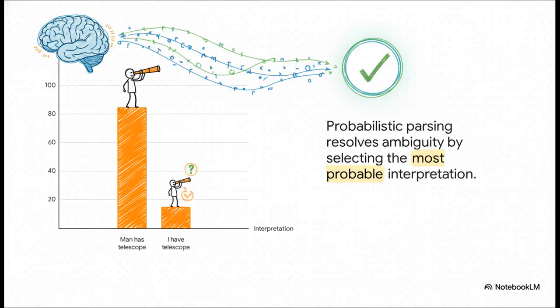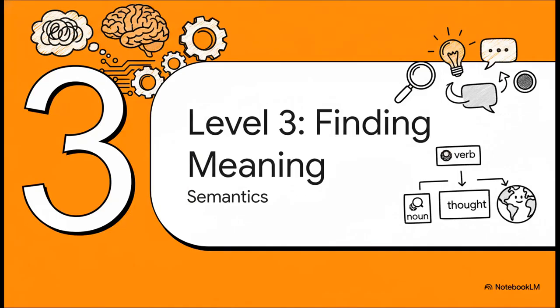It plays the odds. By analyzing billions of sentences from books and the internet, the AI learns which sentence structures are way more common in the real world. So it figures, hey, it's about 85% more likely that the man had the telescope. It assigns a higher probability to that interpretation and just goes with the most likely meaning. Pretty smart, right?